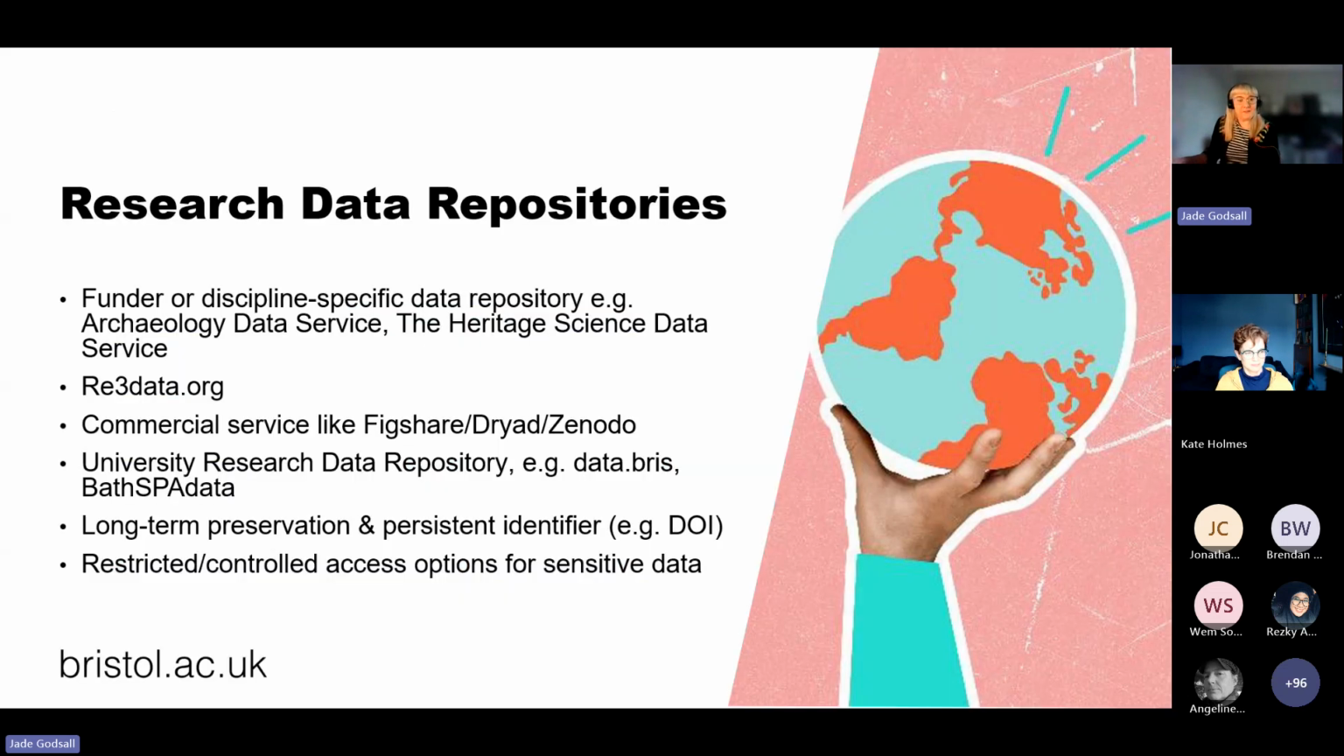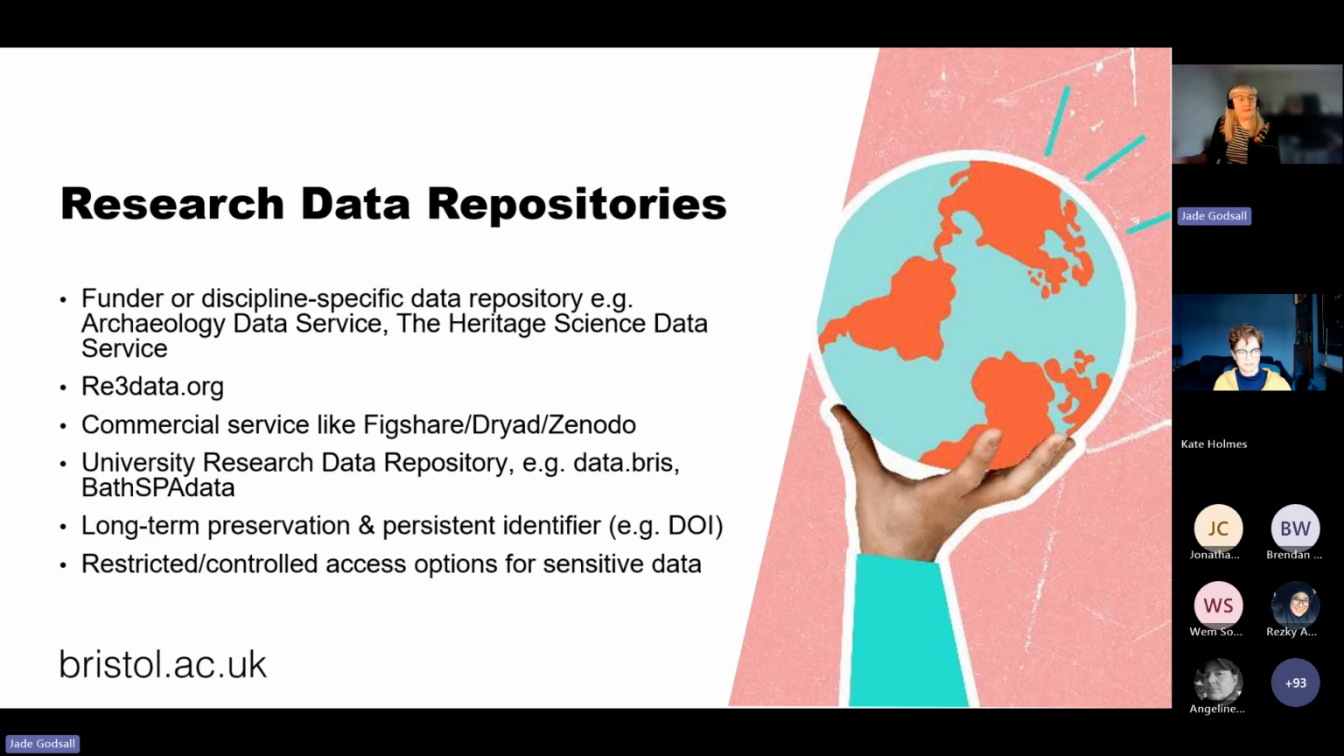So what then are research data repositories, and how do you select which one is best for you? We recommend looking at funder or discipline-specific research data repositories, things like the Archaeology Data Service and the Heritage Science Data Service. You can use the Registry of Research Data Repositories, re3data.org, to find a suitable repository for your work. Commercial repositories like Figshare, Dryad and Zenodo are options as well. Also university research data repositories. At Bristol, we've got DataBriz, but there's things like BARSPAR data as well.